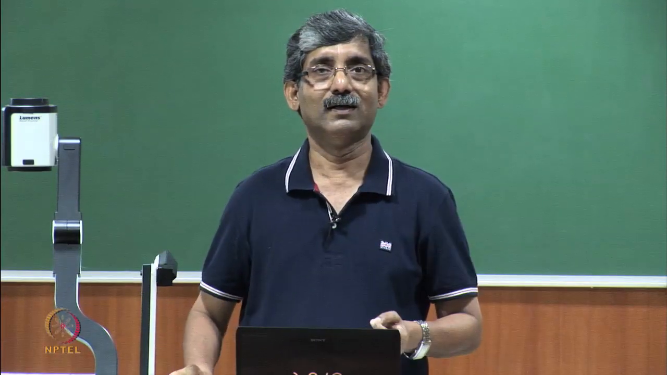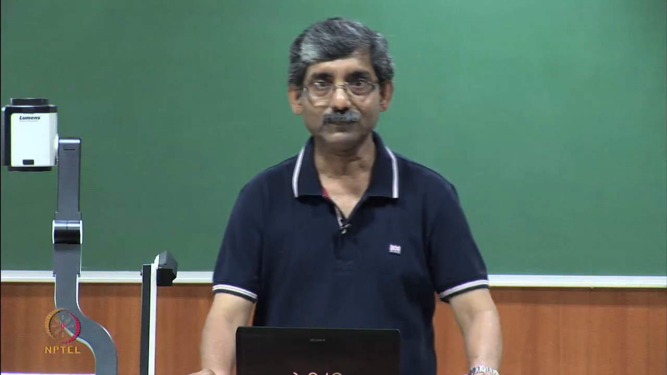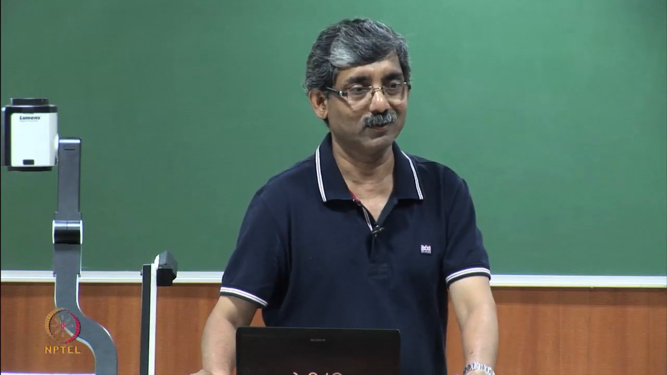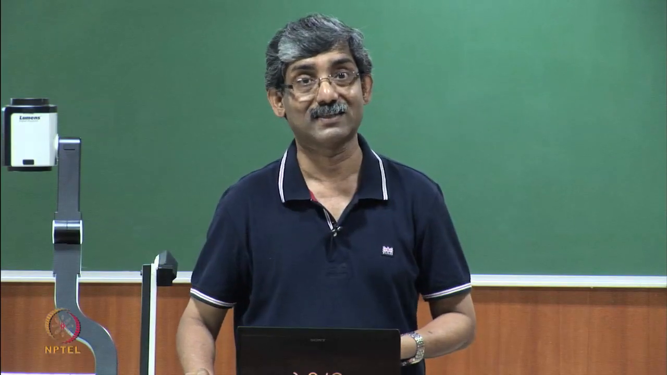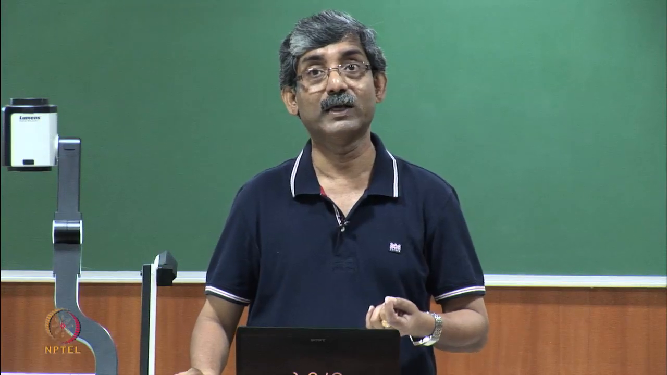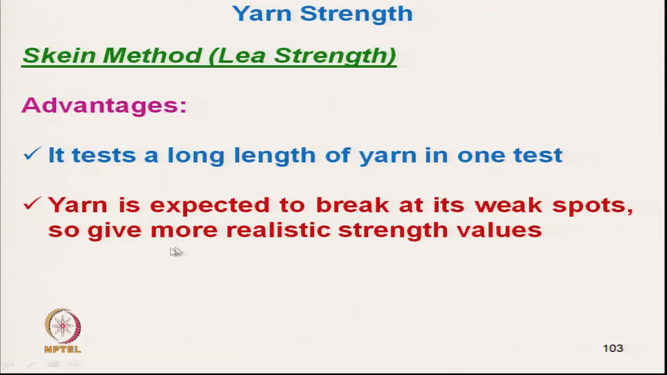Suppose in that yarn only one weak spot is there. That means, even after breakage of that weak spot, the test will continue. The yarn will also have certain strength, and the strength value will increase. So, one weak spot will not stop the test. The yarn is expected to break at its weak spots, so that it gives a more realistic strength value. It will not stop there.